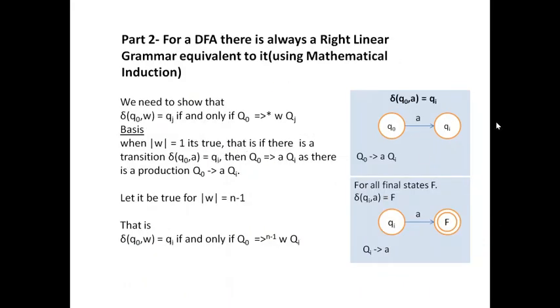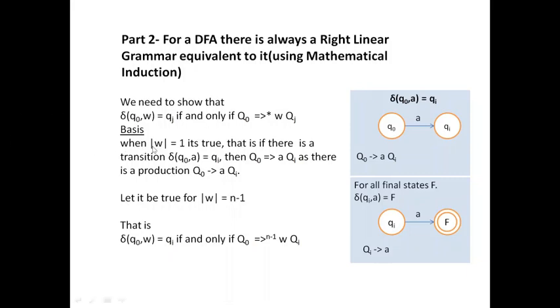So now in the second part of this proof, we are going to show that for a DFA, there is always a right linear grammar equivalent to it. As part of this proof, what we need to show is that in the DFA, starting with the initial state Q0, when we read any string W, if we reach the state Qj, then correspondingly in the right linear grammar, starting with the start symbol capital Q0, there is always a derivation which will give us the sentential form WQj. For this, again, we will be using mathematical induction.